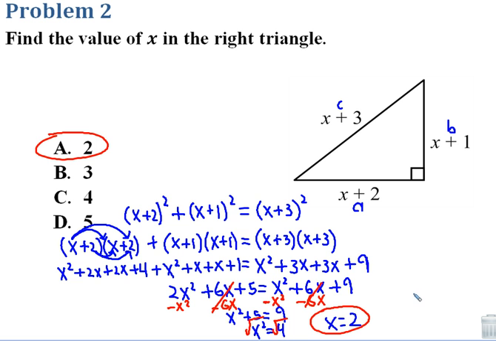Okay, a lot of nasty algebra. And then an easy way to check and make sure that works is plug in 2. We'd have a 5, we'd have a 3, and we'd have a 4. Okay, 3, 4, 5 right triangle. I do know that 3 squared plus 4 squared is equal to 5 squared. Okay, so I know 2 has to be the answer for this one.